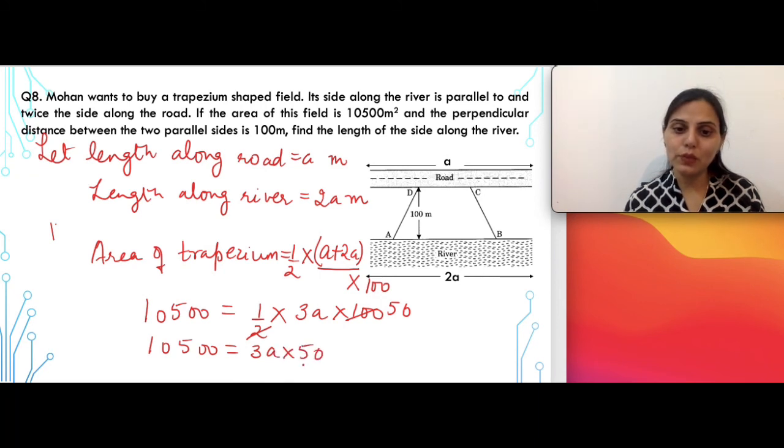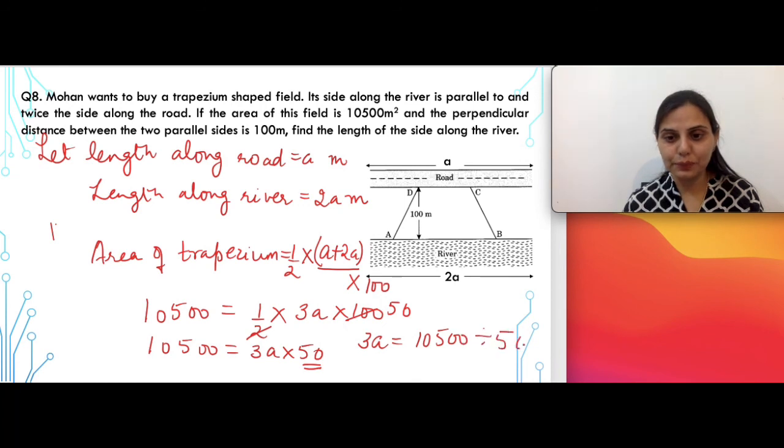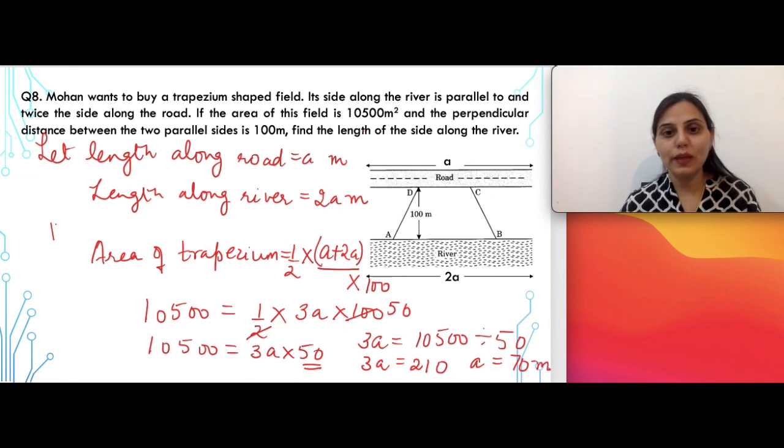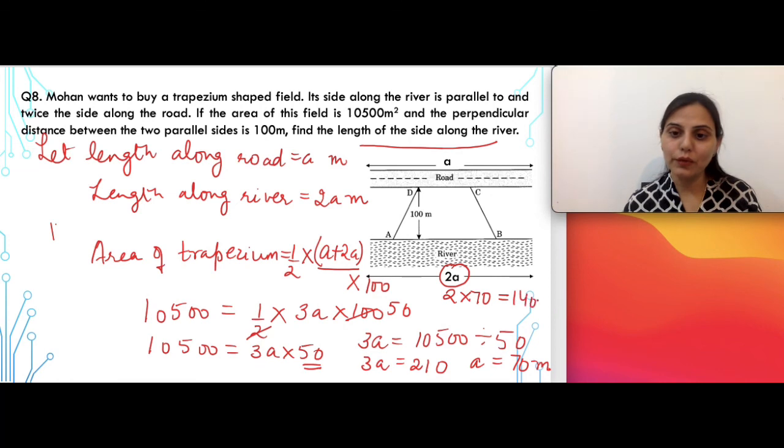In the next step, first we take 50 to the other side. From multiplication it changes to division. So it can be written as 3a is equal to 10,500 divided by 50. Now when you divide these two, you'll get 3a is equal to 210. So when you take this 3 to the other side, again multiplication changes to division. So we get the value of a as 70 meters. But if you read the question carefully, we need to find the length of the side which is along the river. Along the river, the length was 2a. That means it will be 2 multiplied by 70, or your answer will be equal to 140 meters.